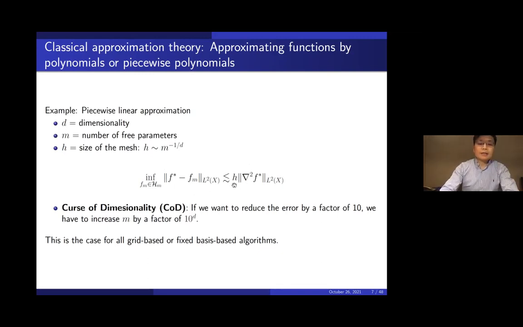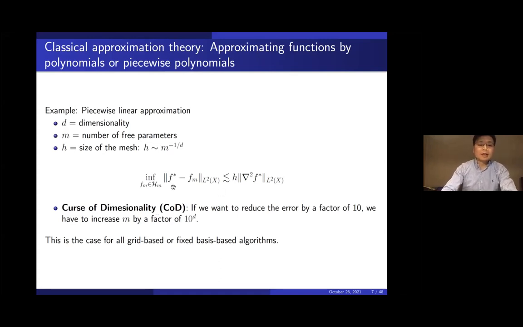So if you look at this, if we want to reduce the error by a factor of 10, we need to reduce the size of H by a factor of 10. That means we need to increase M by a factor of 10 to the D. Now, if D is equal to 3000, this is a really huge number. So this is the classical difficulty called curse of dimensionality.